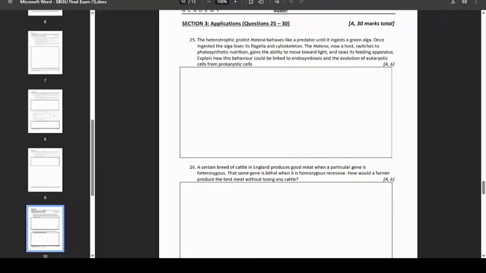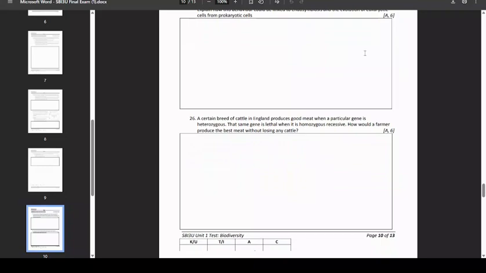Now, let's go on to the next question. A certain breed of cattle in England produces good meat when a particular gene is heterozygous. I don't know how exactly we define good meat, but the same gene is lethal when it's homozygous recessive. How would a farmer produce the best meat without losing or killing any cattle? So the farmer should always cross two heterozygous cattle.